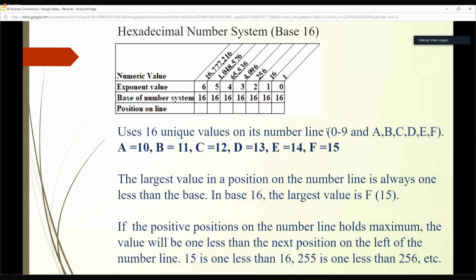And so we're talking about base 16, hexadecimal. We're going to go 0 through 9, just like we did with decimal. And then 10 is going to be A, 11 is going to be B, 12 is going to be C, D is 13, E is 14, and F is 15, right? So the largest value is going to be 15, which we're going to represent with Fs. So if we see an F, then we know that's the same as 15 in hexadecimal.